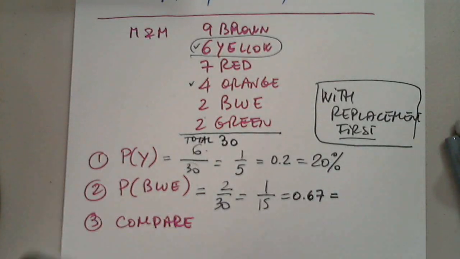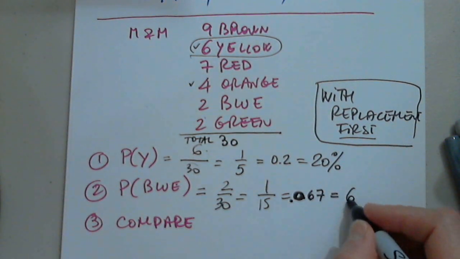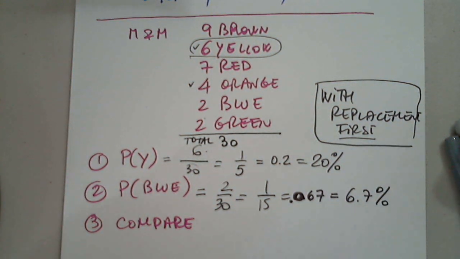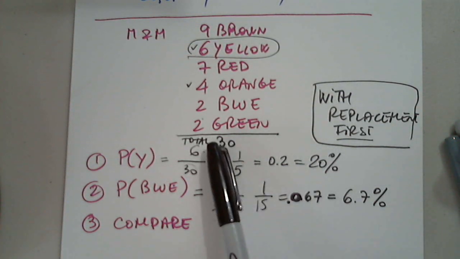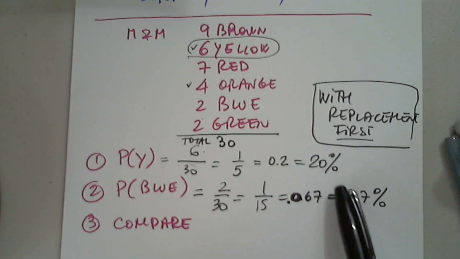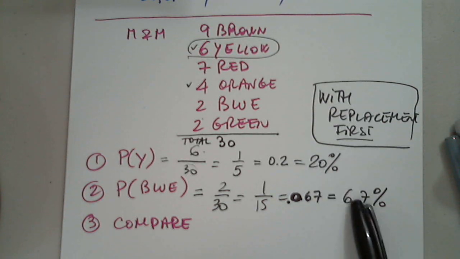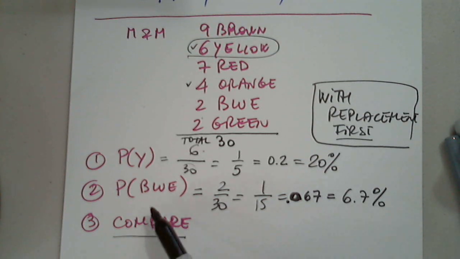0.067. So I'm going to put the point in front. That's how lazy people do it. So 6.7%. Very good. So by comparison, what will you say? Roughly about 3 times as much, right? 6 versus 21, 7 versus 21, about 3 times as much. So the probability of selecting a yellow is about 3 times as much as the probability of selecting a blue.